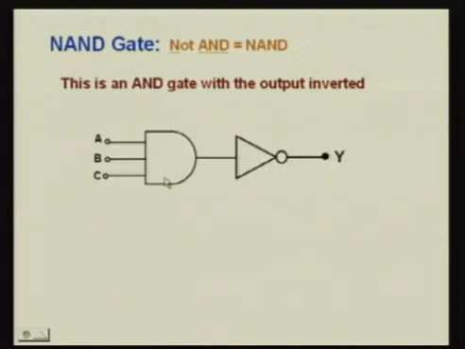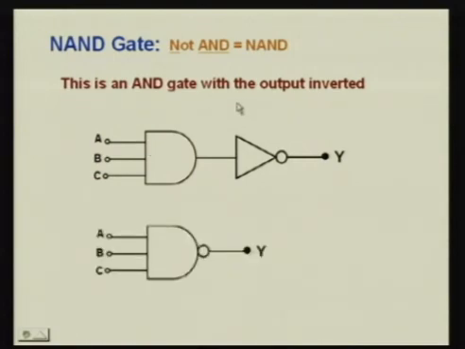According to our definition, we have a 3-input AND gate which is followed by a NOT gate. So basically this is an AND gate followed by a NOT gate, and this is the output of a NAND gate. All these NAND gates and NOR gates have 2 inputs or more than 2 inputs. This is the symbol for the NAND gate.